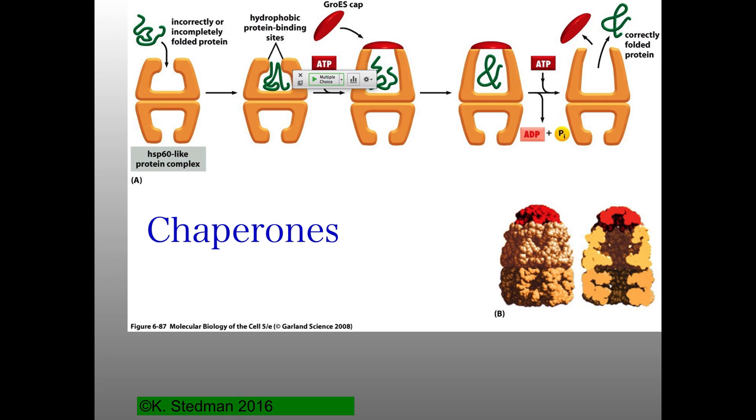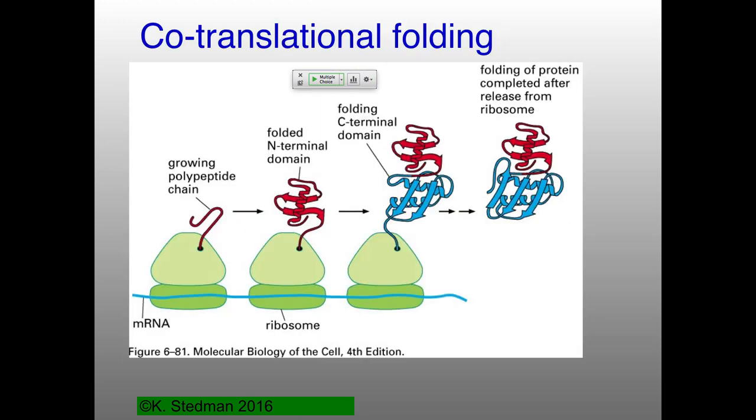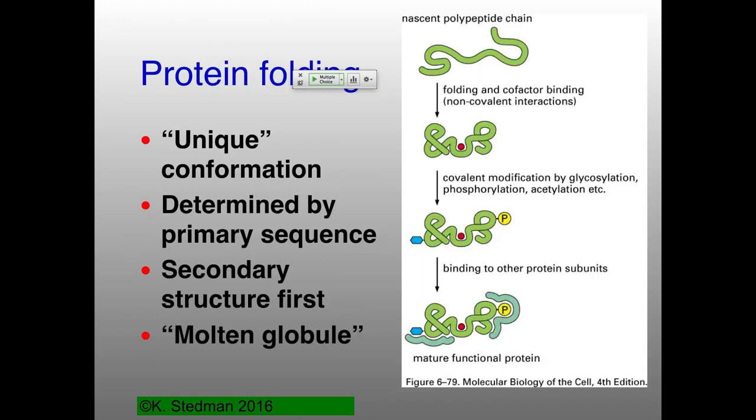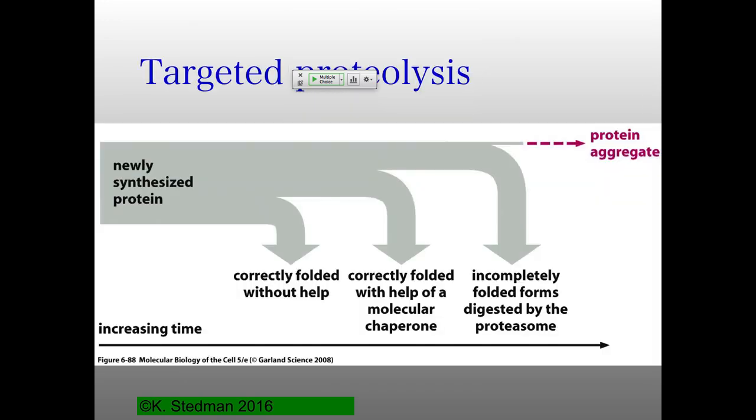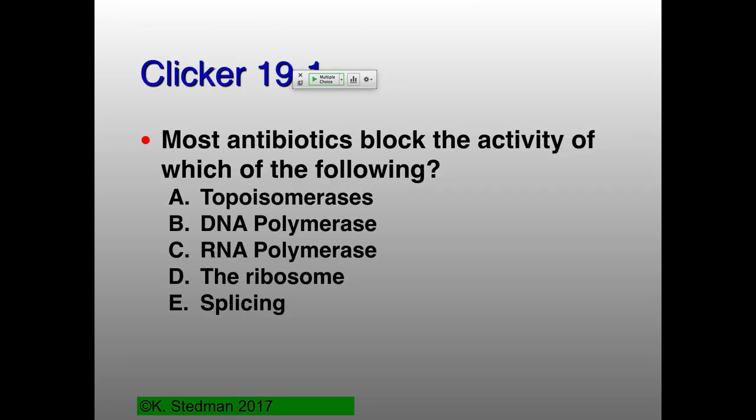Okay, more questions on folding, that process? Okay, in which case, we'll ask you a different question. Clicker question. Hopefully this is really straightforward. We shall see. Most antibiotics block the activity of which of the following? Topoisomerases, DNA polymerase, RNA polymerase, the ribosome, or splicing?